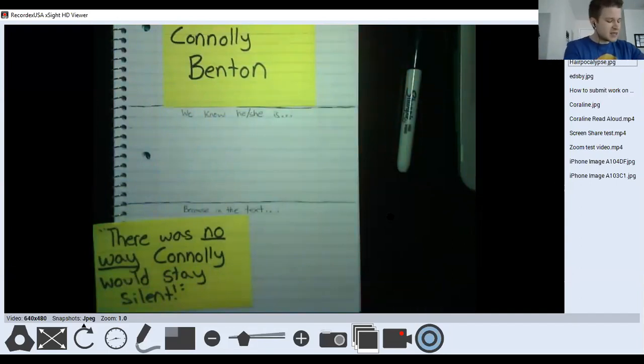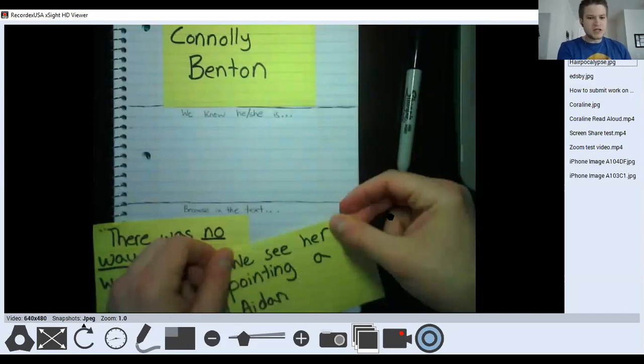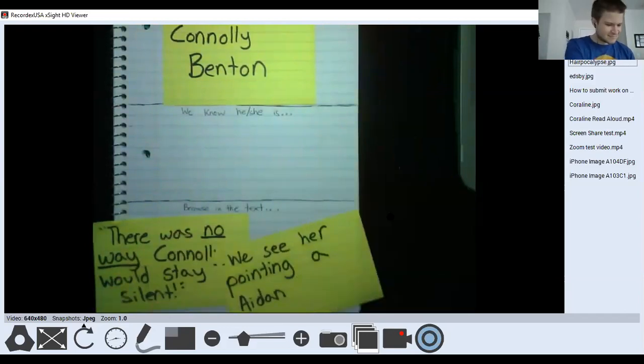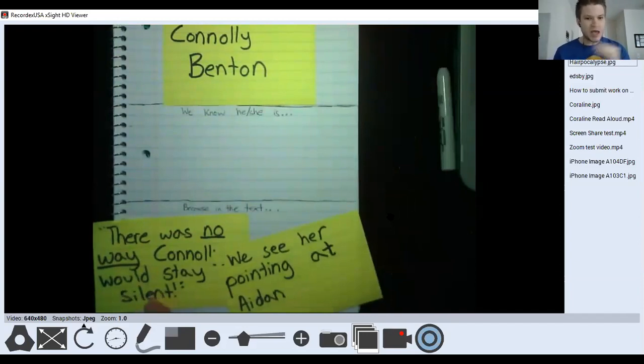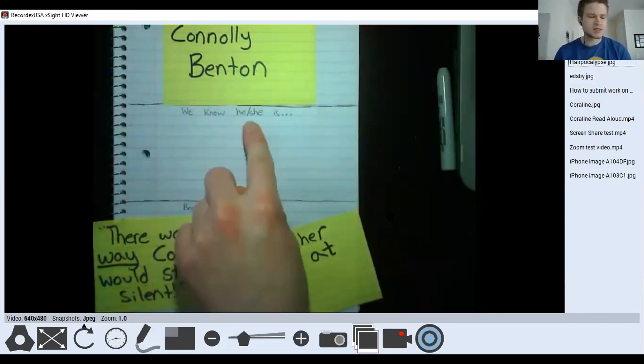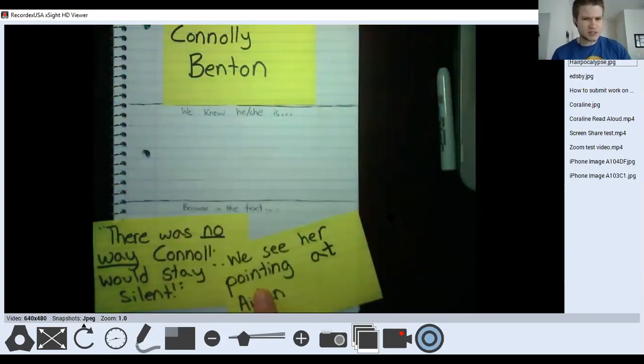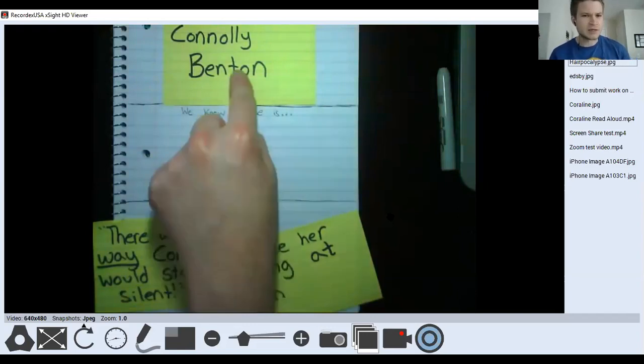We also see her in the illustration. We see her pointing at Aiden. So the text was saying this about her: there was no way Connolly would stay silent. We also see her pointing at Aiden, meaning she's not just sitting down and observing what's happening. She's a student in a class that is pointing at another student. So that tells me a lot about who she is. These clues that the text gives us tell us a lot about this character, Connolly Benton.